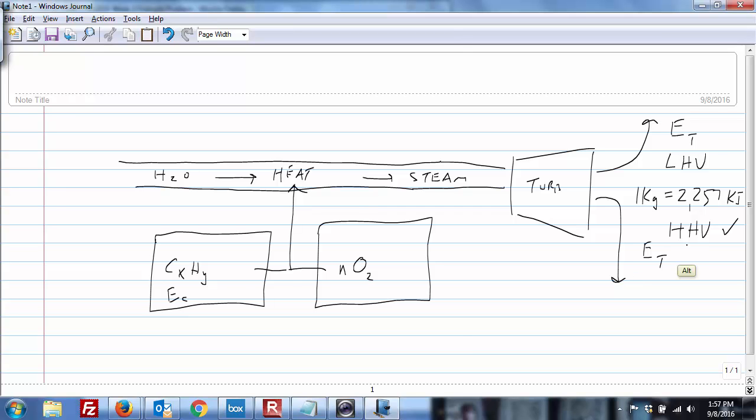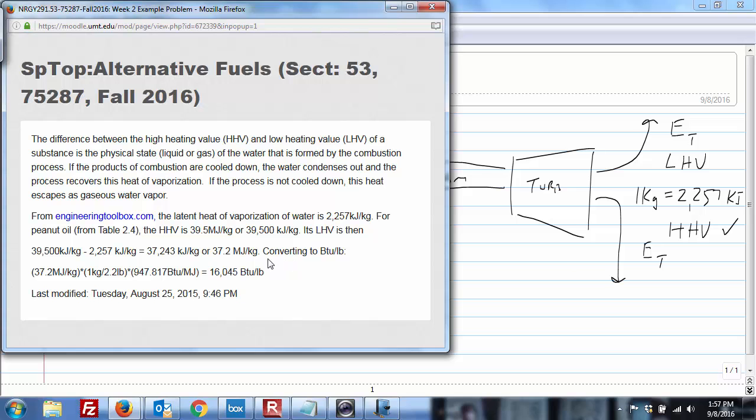But if you recondense it, bring it back into the system, use it for heating, you're working with the higher heating value. So the problem is just converting that lower heating value from kilojoules per kilogram to BTUs per pound. And the latent heat of vaporization is just the difference.